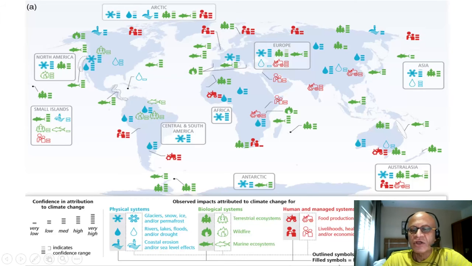Okay, so there are other symbols here: minor contributions of climate change, and filled symbols represent major contributions of climate change with regional scale impact. So the main message you get out of this is that all continents, including Antarctica and the Arctic, are impacted in essentially all systems, physical, biological, human and managed systems. And there are many regions where our confidence, based on evidence, peer-reviewed literature and past data trends, is very high. Some have lower confidence, like fisheries, for example.